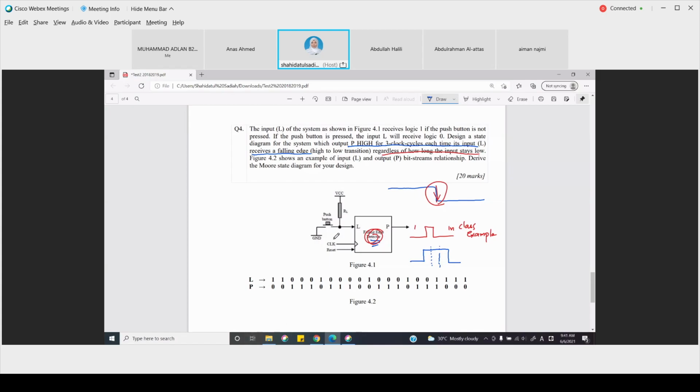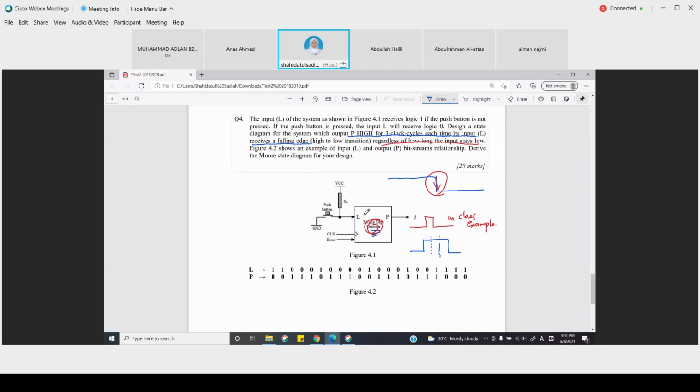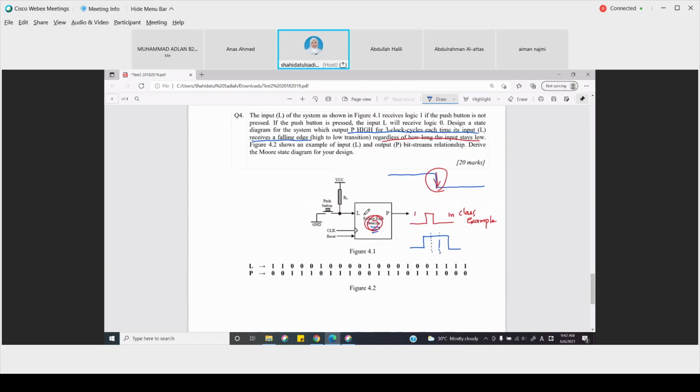Even though it is pressed for 1 second, maybe 1 second is too short. Probably it is pressed for 5 seconds, and 1 clock cycle is 10 seconds, for example. But the detector here can detect the falling edge even for a few seconds. P will stay high for 3 clock cycles. So how can we design the state diagram, right?